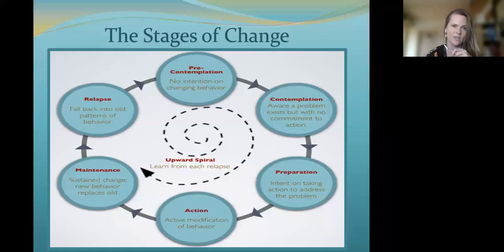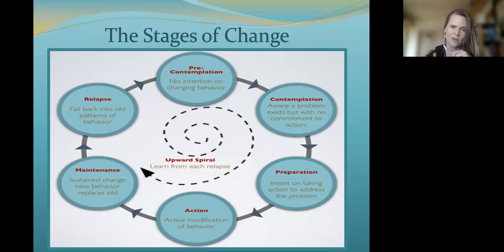So while we usually identify relapse as the most learning-rich opportunity, because that's where patients really get to see up close, this is where my skills fell short, or this is where my vulnerabilities really popped into focus, every time that they pass through each stage, they're learning more and more that can help get them to where they want to go eventually.